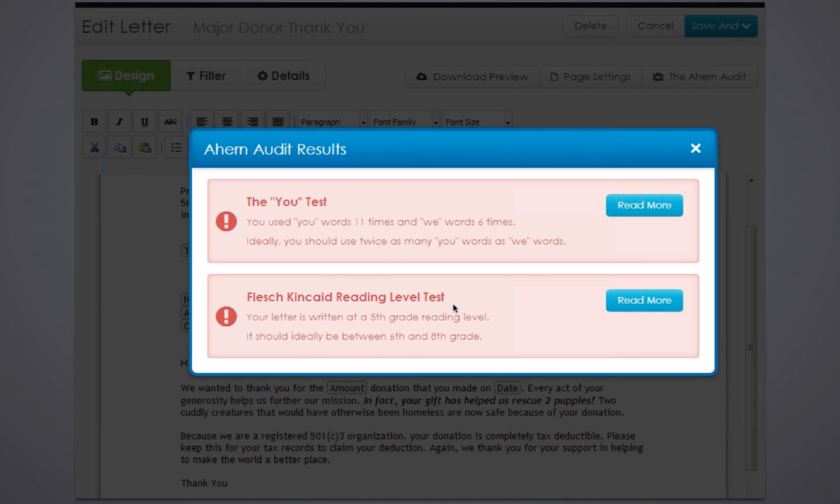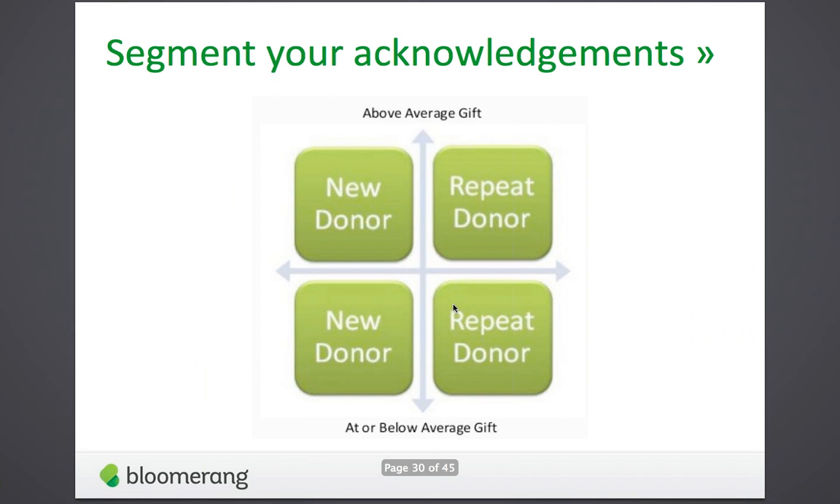And that 2-to-1 ratio means that you've passed the U test and you are there. If you don't have a 2-to-1 ratio, you'll see something like this popping up that's red. Or if the reading level is different here, as you can see, the reading level was at a 5th grade level rather than 6th, 7th, or 8th. So it caught both of those to make those come to life for you.